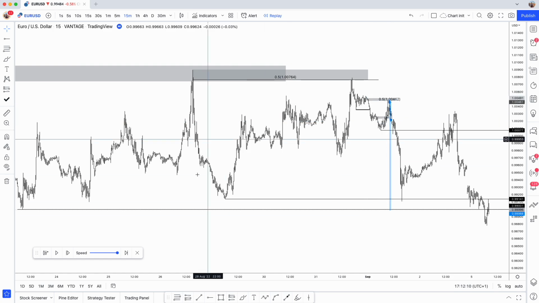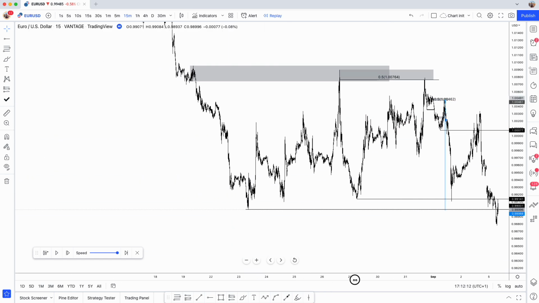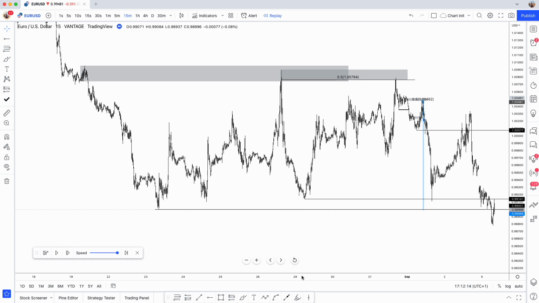But think about the confluence. Let's think about what we've done as a summary, because I know I can waffle and I can talk for ages, to be fair. But I hope that this was useful.